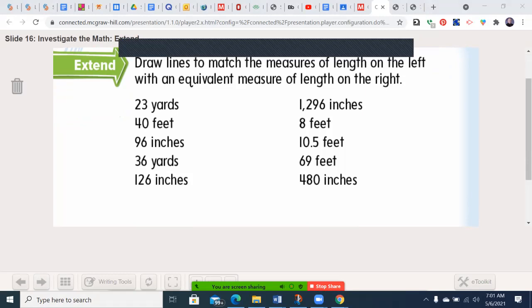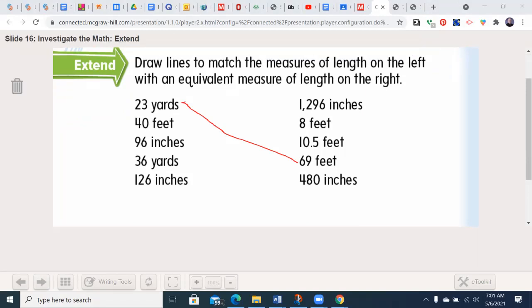How many inches? Oh, I see, 69 feet. Let's go with that. There's a measurement there. 40 feet is 4 times 12 is 480, or 48 plus a 0, 480 inches. 96 inches. 96 divided by 12 is 8 feet.